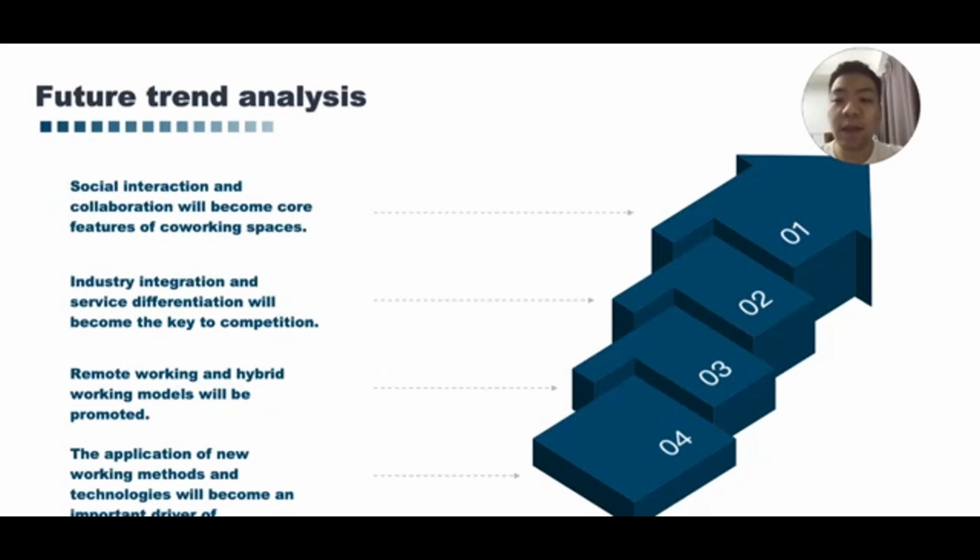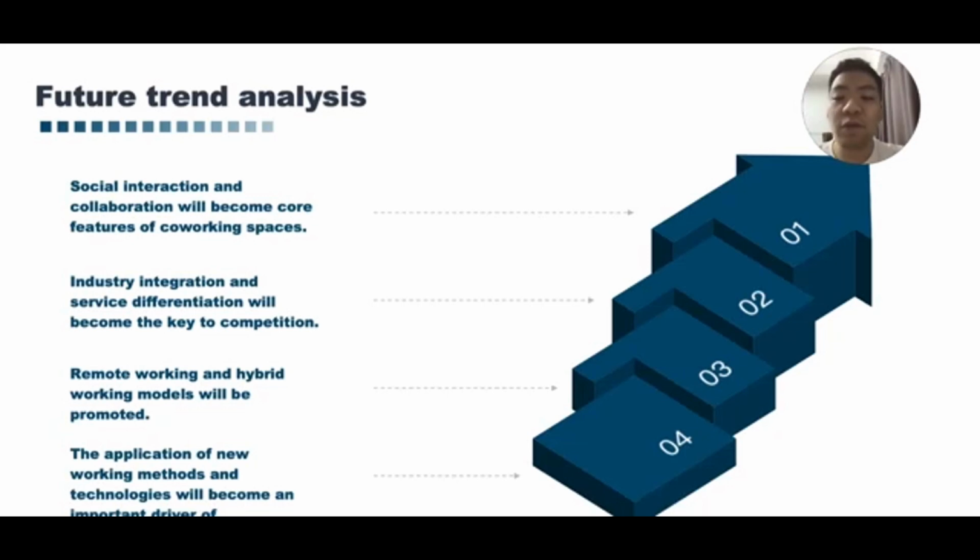Industry integration and service differentiation will become the key to competition, while leading companies will attract customers by providing differentiated services and unique brand images. Remote working and hybrid working modes will be promoted. Shared office spaces will pay more attention to adapting to the needs of remote working, while promoting the development of hybrid office modes to achieve an organic combination of online and offline.